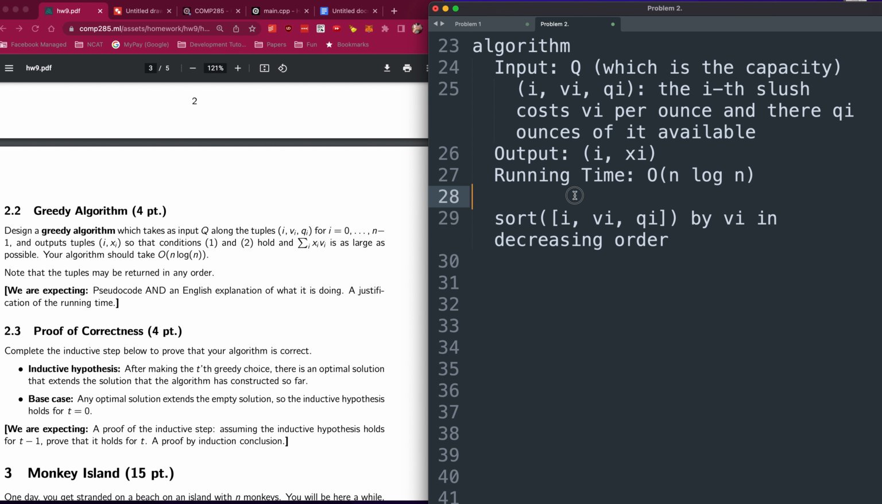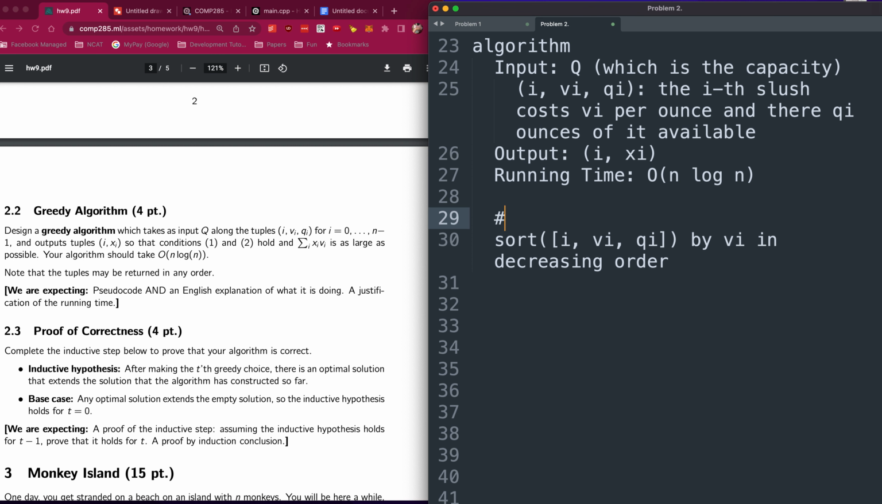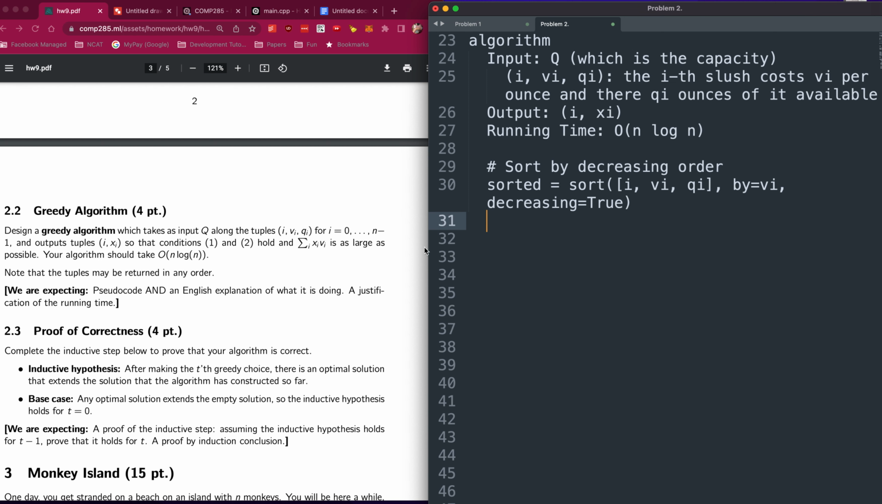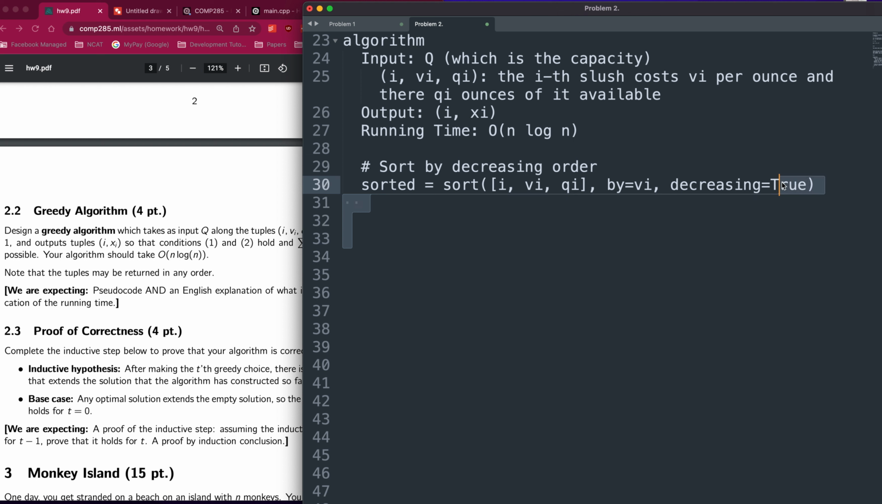So step one is, sort by decreasing order, and we're going to say sorted is going to equal this. So we're going to sort I, VI, QI by VI in decreasing order. And instead of sorting it increasing, we say decreasing equals true. So maybe that's what our pseudocode is going to look like for this.